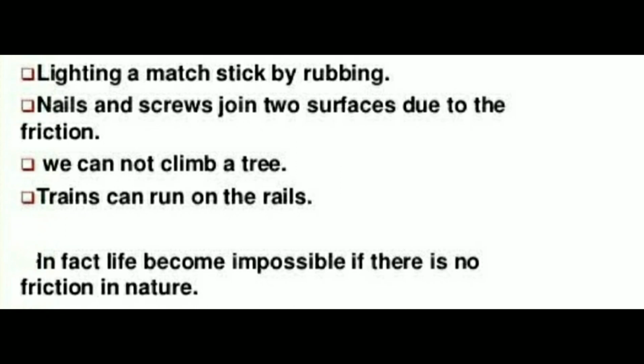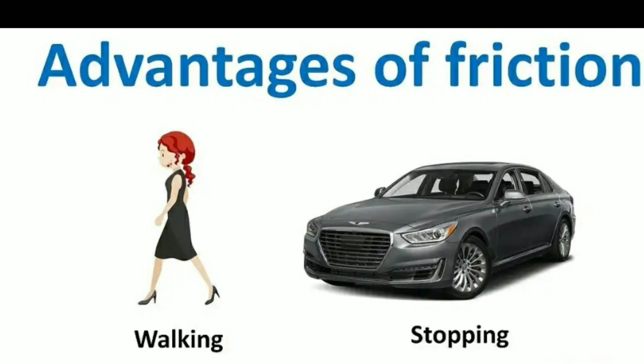Lighting a matchstick by rubbing. Nails and screws join two surfaces due to friction. We cannot climb a tree if there is no friction. Trains cannot run on the rails if there is no friction. So in fact, I have made a note that life will become impossible if there is no friction. We won't be able to hold objects, we won't be able to walk. So summing up the advantages once again, friction helps in walking, in stopping moving objects.